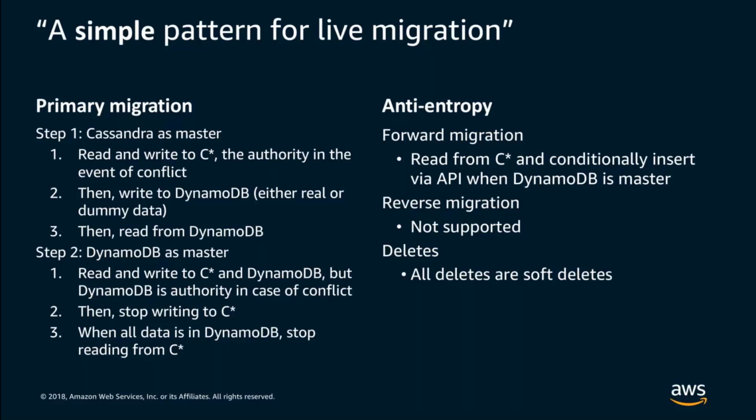And then the second phase of this is Dynamo is the master. So you're reading and writing still to both, but Dynamo is the authority in the case of conflict. So you'll presumably, in this case, read and write to Dynamo first, and then Cassandra's sort of optional. You want to be able to write everything you can to Cassandra until that step 2.2. But for now, as long as Dynamo is available, you're going to be in good shape. And then the final step is when all data is replicated, all data is in Dynamo, you can stop reading from Cassandra. A lot of customers will stay really on step 2.2 for a long time.